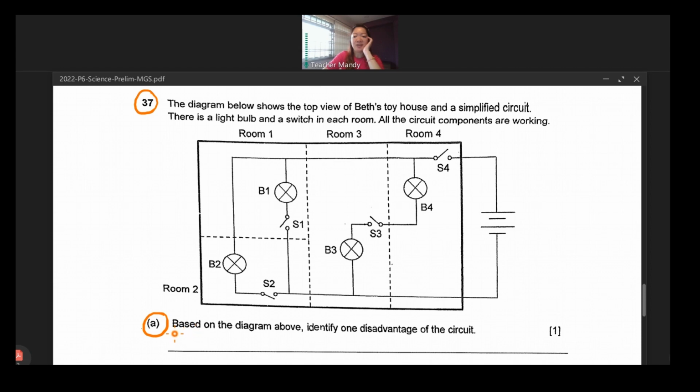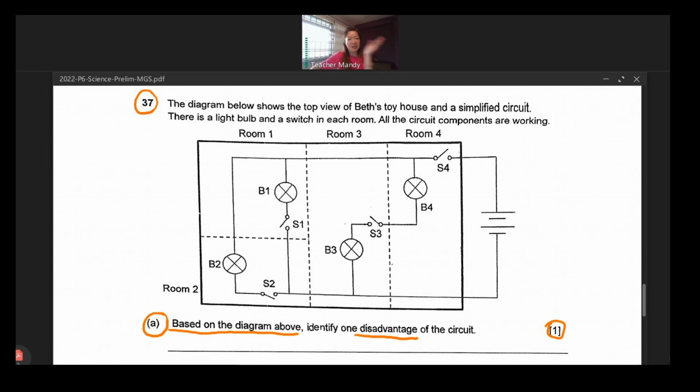Now, based on the diagram above, identify one disadvantage of the circuit. Well, I think the first thing is that it looks very complicated, but we can't have that as a scientific answer because it's just not scientific. It's just saying that it's complicated. So you need to give me keywords. In the electricity chapter, we focus a lot about the type of arrangement. So use the words parallel, series.